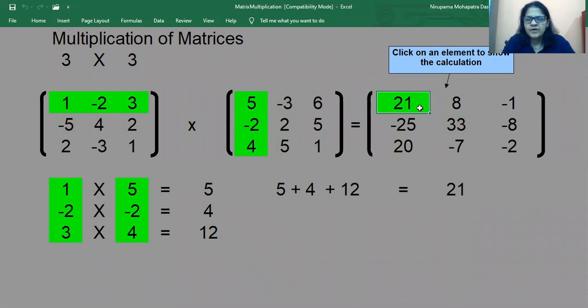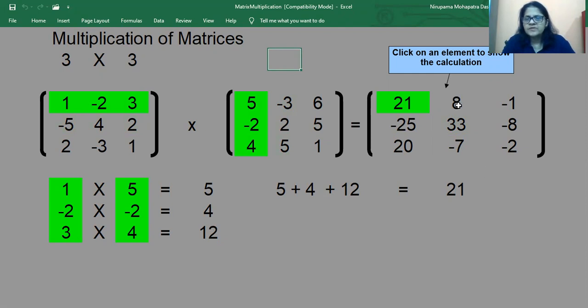Whenever I am clicking here, 21, how am I getting 21? So here you see the first matrix and this is the second matrix. So these are the elements of the first row of the first matrix and these are the elements of the first column of the second matrix. You can see 1 into 5 plus minus 2 into minus 2 plus 3 into 4. 1 into 5, 5, minus 2 into minus 2, 4, 3 into 4, 12. So you can take the sum of the products, that is 21.